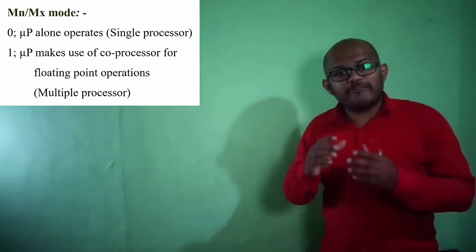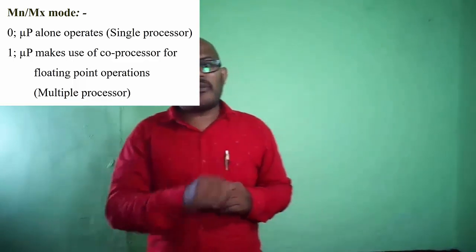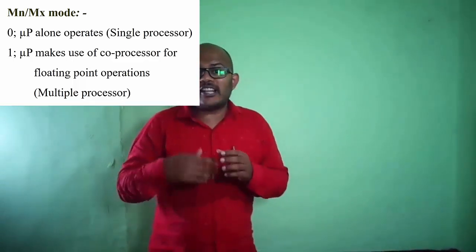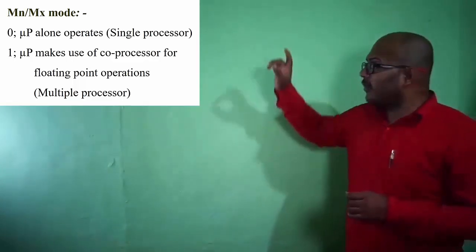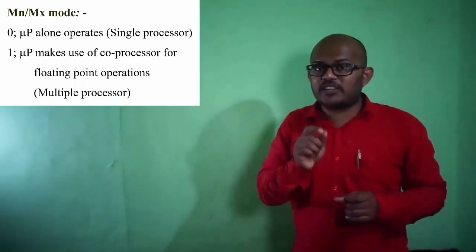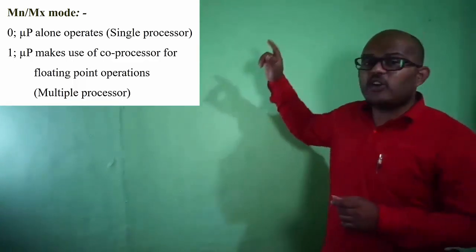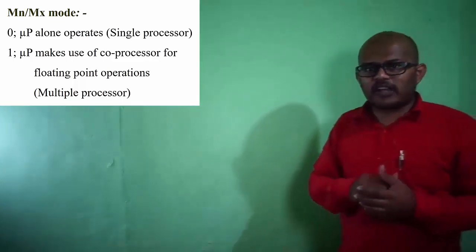Now, if I am talking about minimum mode and maximum mode, if the microprocessor alone is executing the instructions, at that time it operates in minimum mode, nothing but it is not going to take the help of a coprocessor. At that time, we will say that microprocessor 8086 is operating in minimum mode. In order to set this minimum mode, the min/max pin should be assigned as 0. If you are making it 1, nothing but you are going to take the help of a coprocessor. So, this question they have asked n number of times.